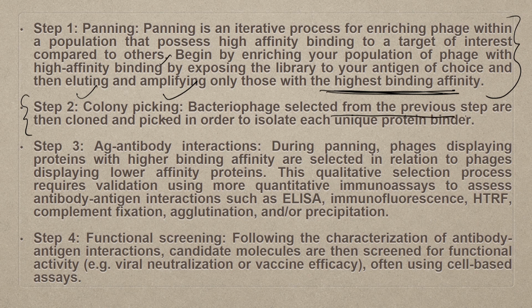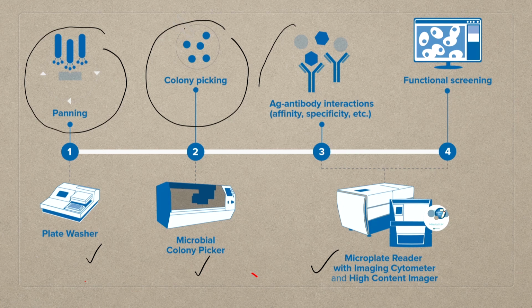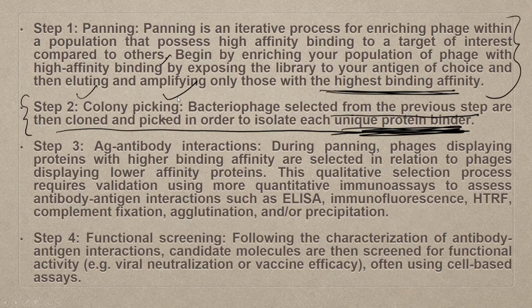Bacteriophages selected from the previous steps are then cloned and picked in order to isolate each unique protein binder. This is the colony picking step. Okay. So, we talked about the panning step, now we are into the colony picking step. Now comes the third step, antigen antibody interaction, where AG stands for antigen.